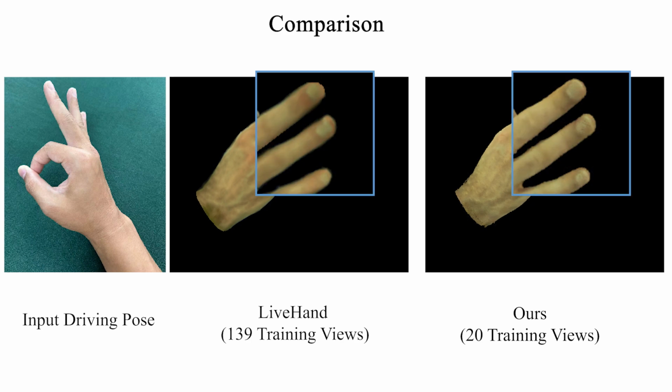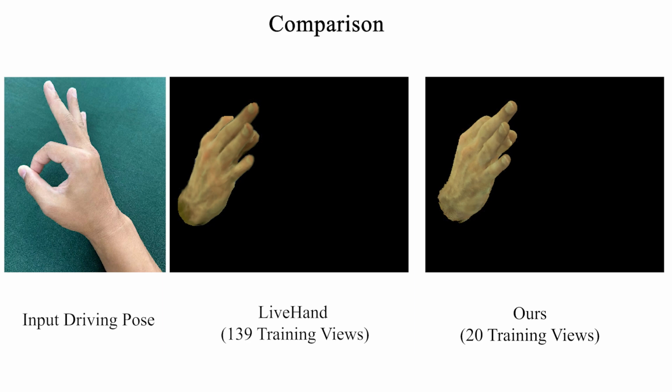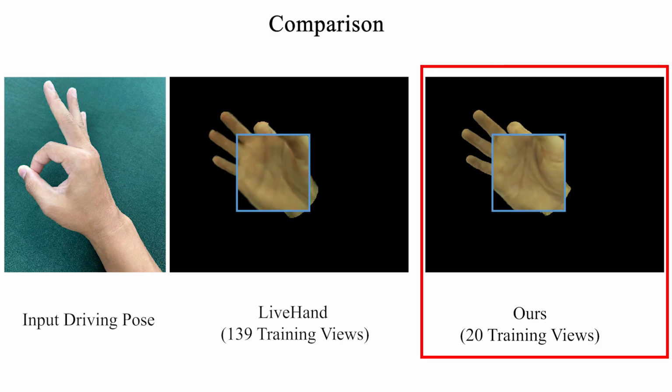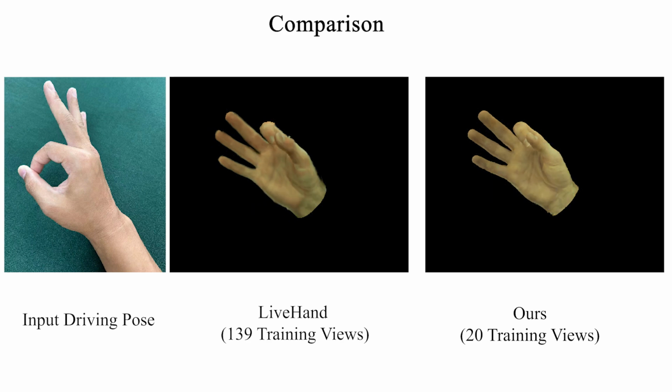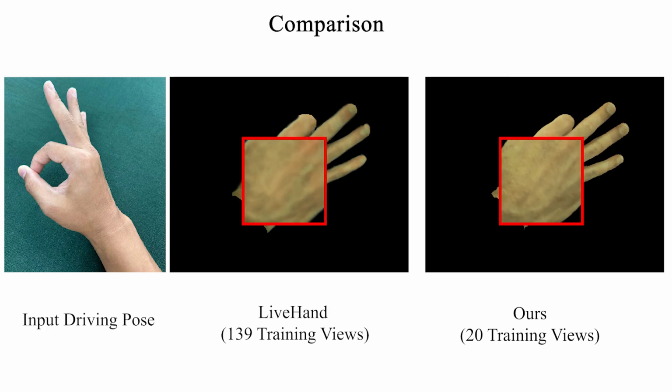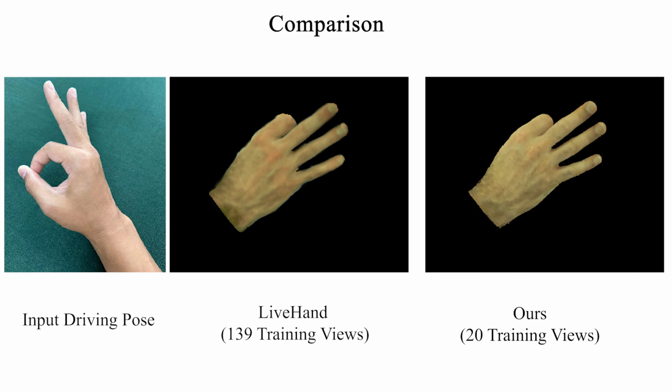Compared to the state-of-the-art real-time method LiveHand, our method achieves better rendering quality. LiveHand used 139 training views, while we used only 20 training views. The rendering results of our approach are more realistic and natural, especially in terms of the clear appearance of wrinkles, nails, and blood vessels.